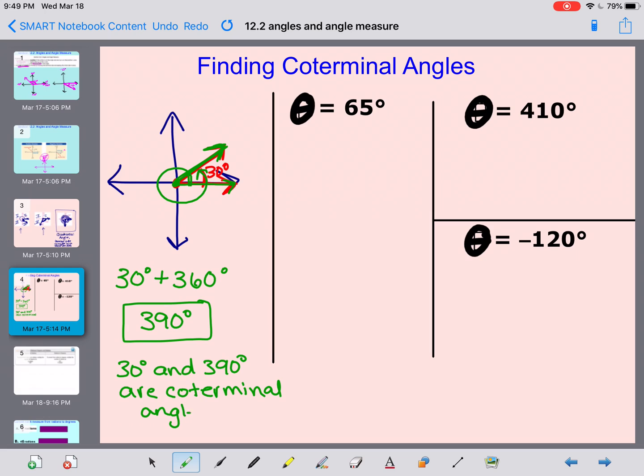They are angles that share the same terminal side, right? We also could have gone the other direction. So we could have started at the initial side and gone in a negative direction, gone clockwise, and gotten the same terminal side. That would have given us a negative angle, 330. Here, I'll draw it.